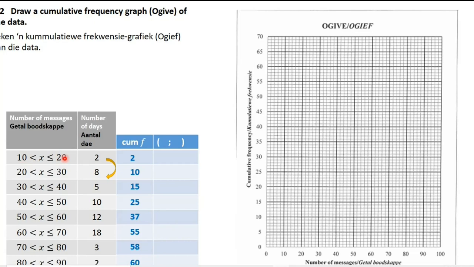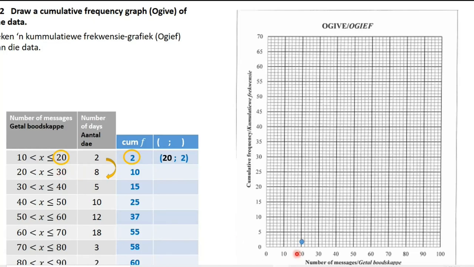For the first one, are you going to plot 20 with the 2, or are you going to plot 10 with the 2? Can you remember? The people who came up with the ogive decided, we can't argue with them, that it will always be the number on the right-hand side. So the first coordinate that we will plot will be 20 semicolon 2. Then the next one will be the number on the right, so that will be 30 and then 10. See, there we plot it.